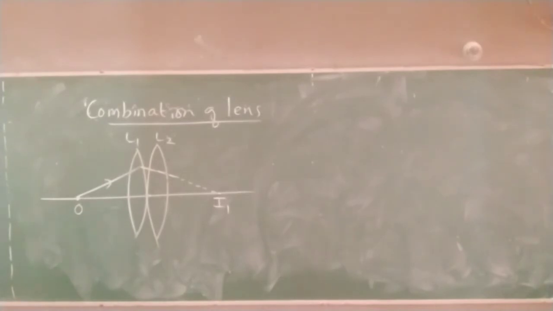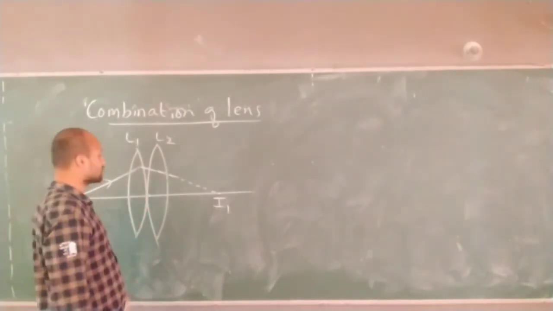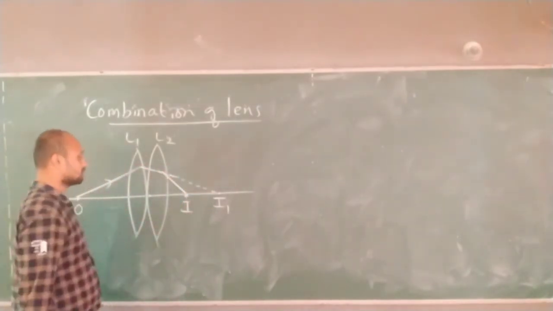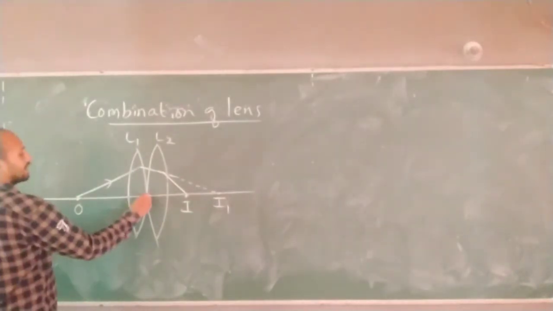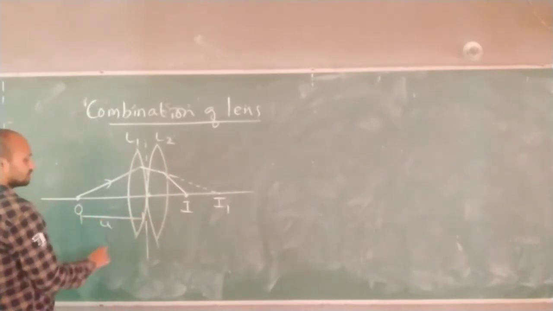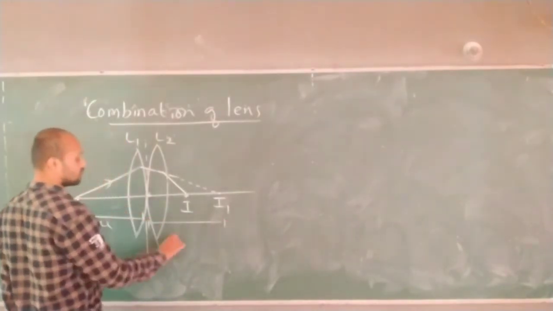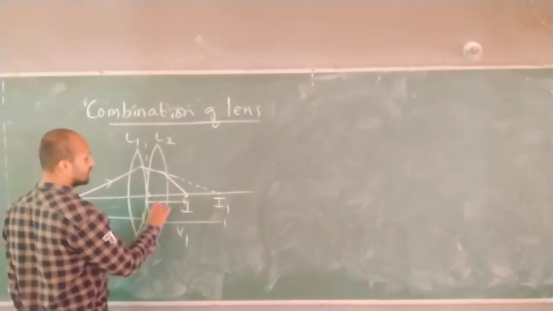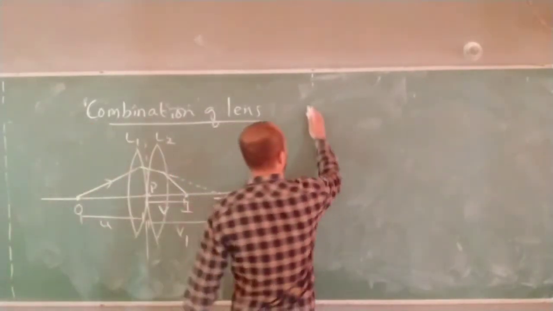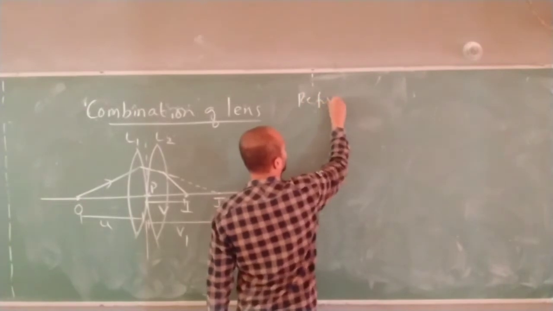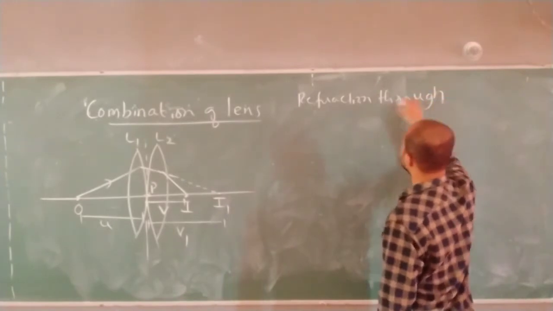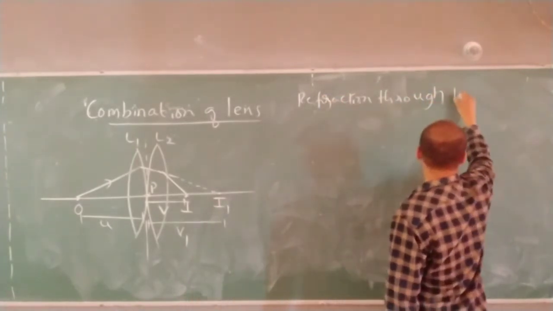So what happens? Again it is passing through the second lens, so again it is going to get bent. Final image is formed. So if I take from this midpoint P, this is the object distance u, this is the image distance for the first lens, V1, and this is the final image distance V. Correct one? I can calculate certain relations here. What is that? Refraction through lens 1.